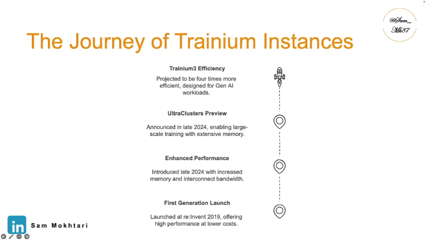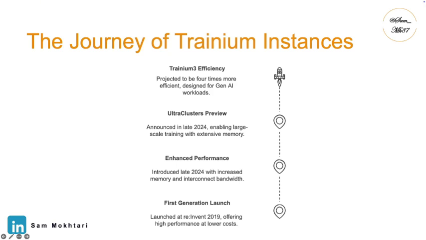Building upon these capabilities of TRN2, AWS announced the preview of the TRN2 Ultra cluster in late 2024 as well. These Ultra clusters take scalability to the next level by connecting up to 64 Trainium accelerators within a single compute domain.